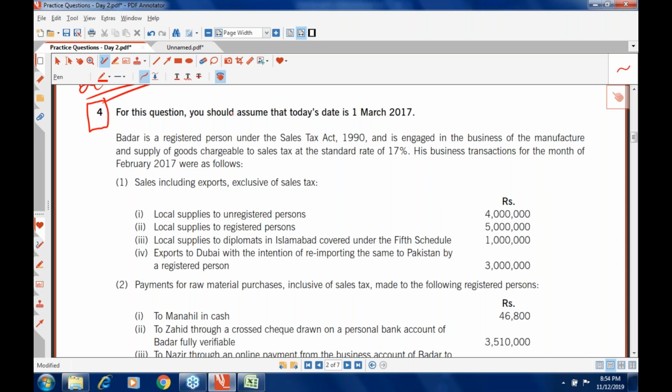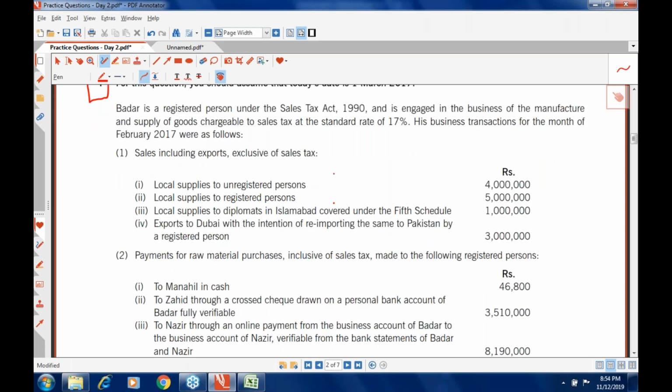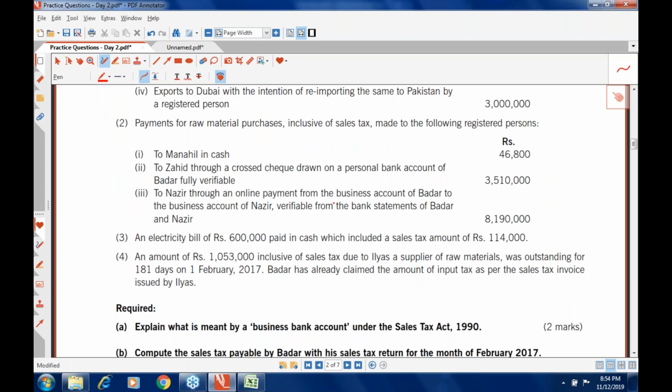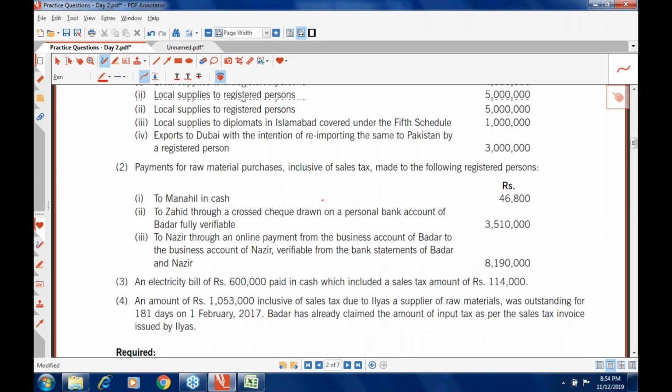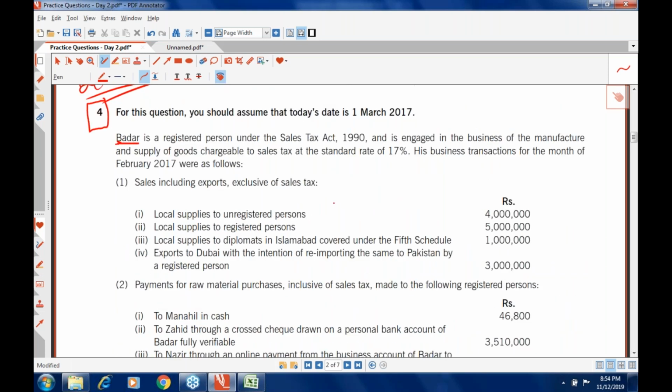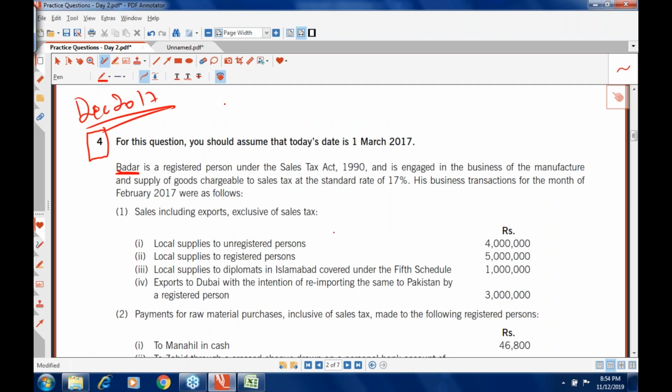Kindly go through this question first, and then we can have a discussion on how to go about it. This is a question named Badar. Kindly go through it so that we can have a discussion. I'll give you 5 minutes reading time, till 9 p.m. Kindly read it so that we can then move forward.